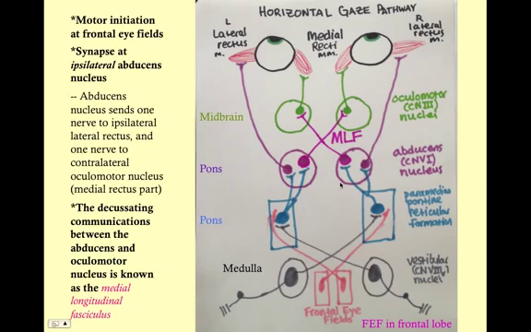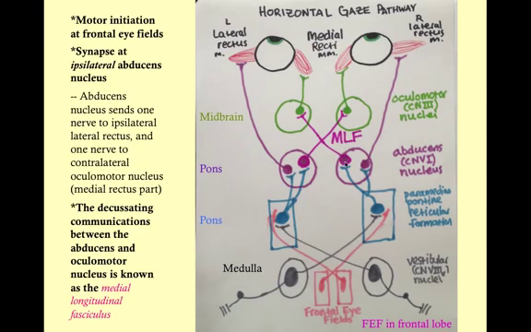Now, the abducens nucleus has two parts. Remember that the abducens moves eyes laterally. So what eye needs to move laterally if we want to move our eyes to the right? It's going to be the right eye, because if we want to look to the right, our right eye has to look to the right, and our left eye has to look to the right. The only difference is the right eye is abducting, and the left eye is adducting, because the left eye is going to the midline, and the right eye is going away from the midline.